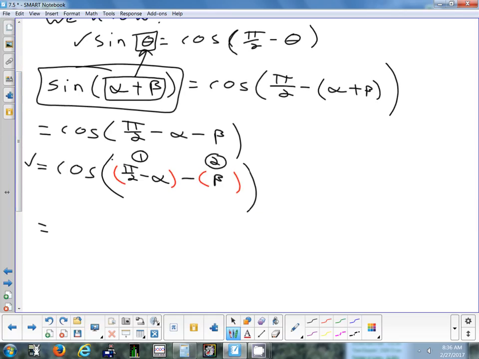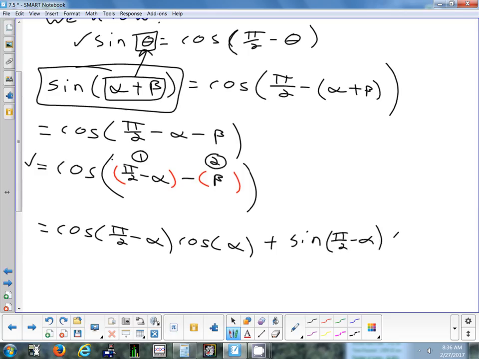Okay, we'll have the formula. So cosine of a difference. Can someone remind me how that one works again? Cosine of the first times cosine of the second. Plus. Yep, you switch the sign, it becomes the plus. Sine of the first times sine of the second.